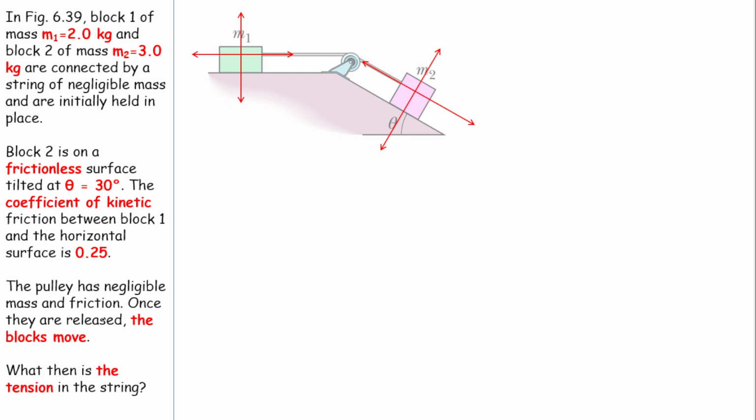Once they are released, the blocks move. What then is the tension of the string? Okay, so if we take the block off, it will move obviously there, right? So that will be our direction of movement.